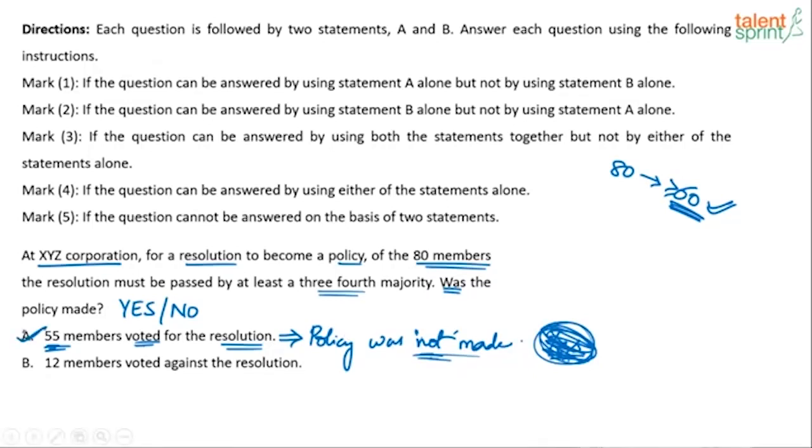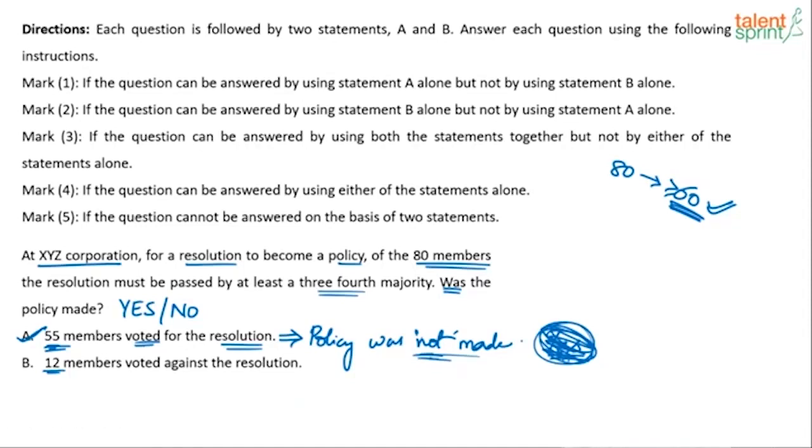Now check B alone. 12 members voted against the resolution. How do you answer this? You have to be careful again, as there's some underlying assumption that we have here. 12 members voted against the resolution. Does it mean the remaining 68 voted yes? No.